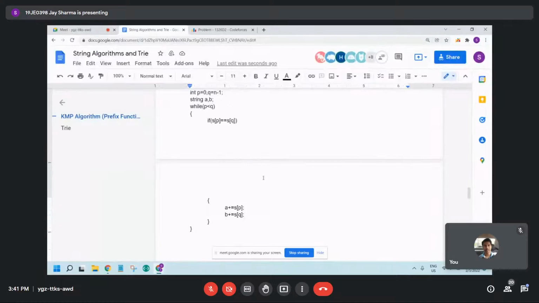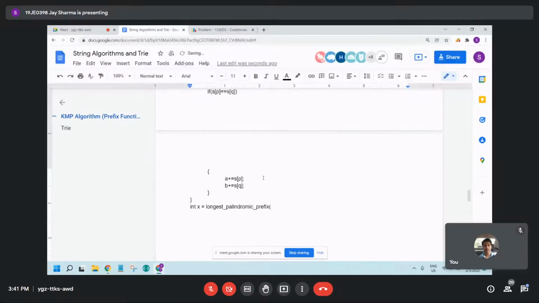So for that, you will just call the function. Let's say int some variable, let's say x equal to longest palindromic prefix. Longest palindromic prefix of what? S dot substring.